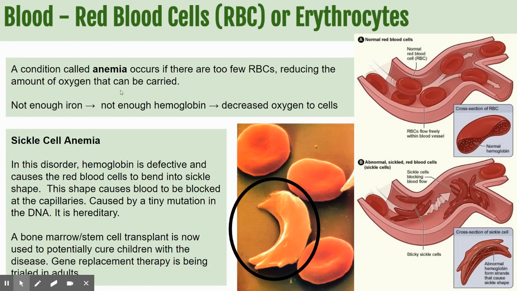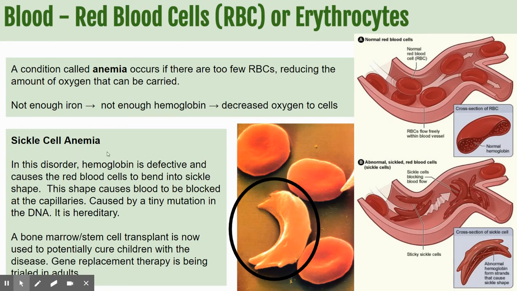So, a disorder that affects red blood cells. There's a couple here. A condition called anemia occurs if there's just not enough red blood cells, so you aren't able to carry enough oxygen to your cells. This can happen maybe if you have low iron. You may have heard people describing themselves as anemic. You can take more iron and build up that ability to create hemoglobin. If you don't have enough iron, you can't make enough hemoglobin, and therefore you decrease the amount of oxygen you get to your cells. So it's really important to make sure you're getting enough iron.